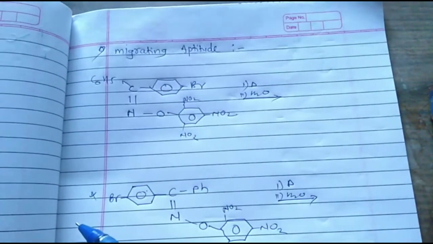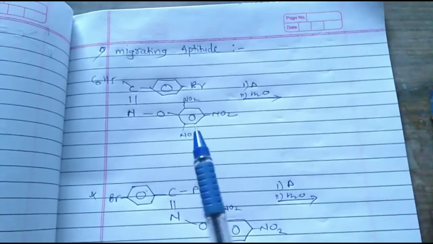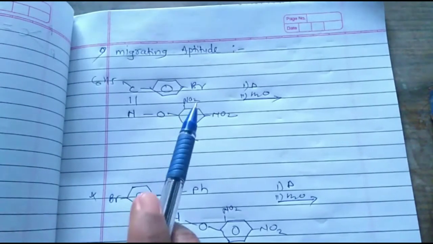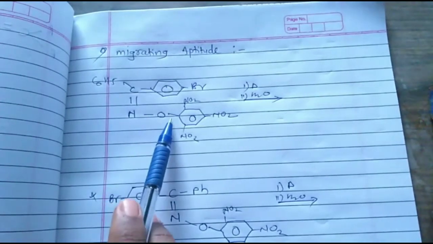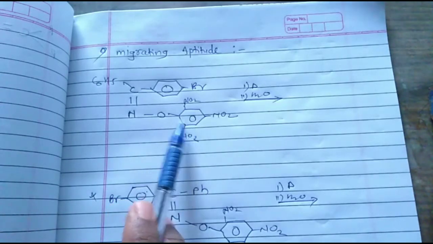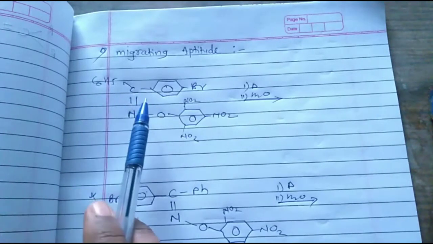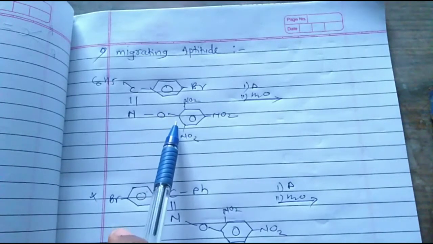Here, what happened? The oxime of a ketone shows geometrical isomerism, that is syn and anti. When the Beckmann rearrangement is carried out under a non-isomerizing condition, which group is going to migrate? It is always the group which is anti to the OH group. Here this is the OH, and there is the OR. Which group is migrated from this carbon? The group which is in the anti position to this OH group, only that group is migrated.